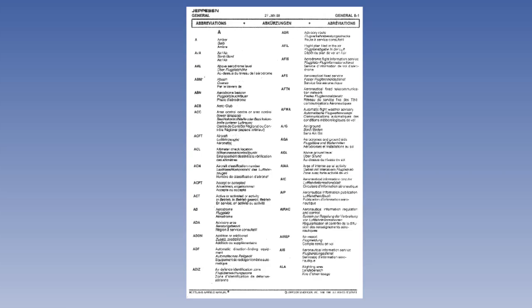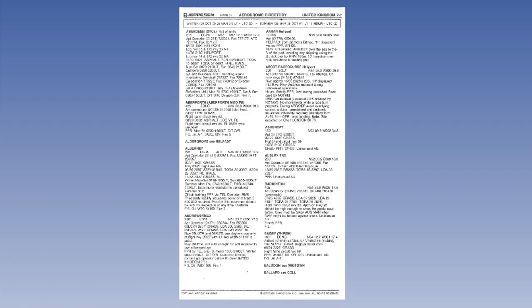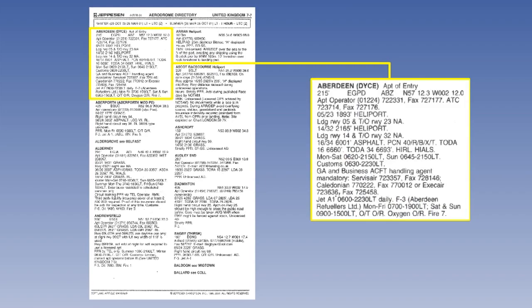We can now turn to section 7, which contains the aerodrome directory. Each country has its own directory, and the aerodromes within that country directory are listed alphabetically. In the student's version of the Jeppesen manual, the United Kingdom directory should be found immediately after the abbreviations section. You will recall that the explanation of the directory is on pages 113 and 114, but since much of it is self-evident, we will look at the first entry, which is Aberdeen.